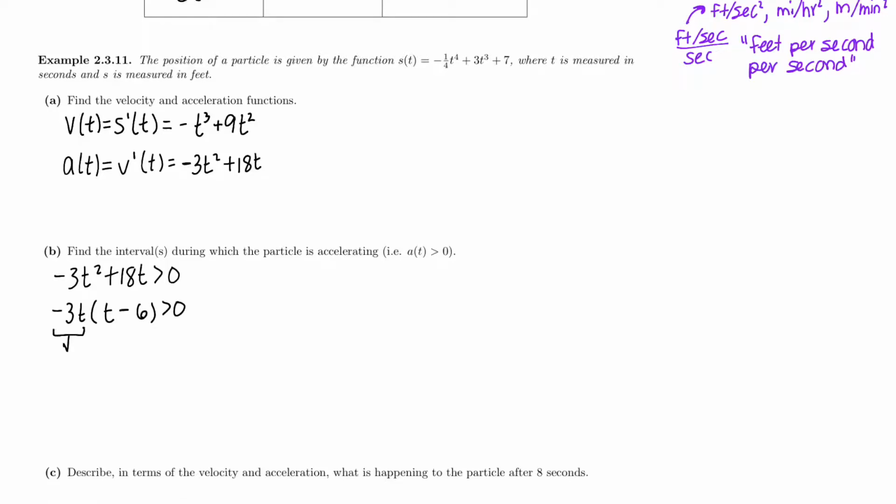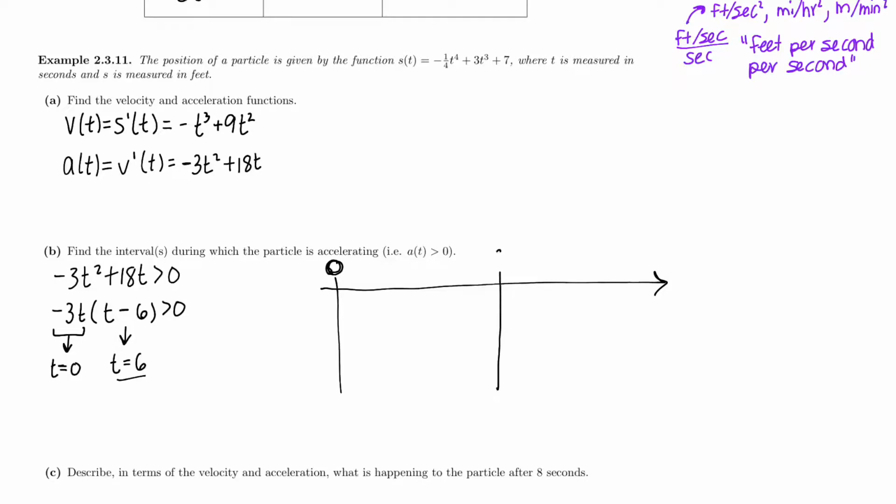If you set negative 3t equal to 0, you get t equals 0. t minus 6 will give you t equals 6. Normally on a number line, we have the arrow that goes off this way, but because time won't go less than 0, we always have our time as being positive. My number line is going to start at 0, and then I will also use this 6 here. And I split up my number line. I choose test points, so I'll choose t equals 1 and t equals 7.